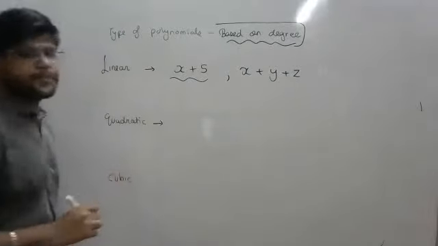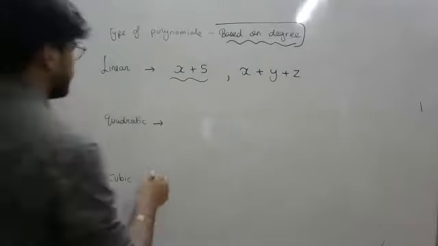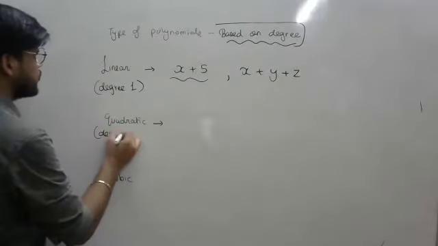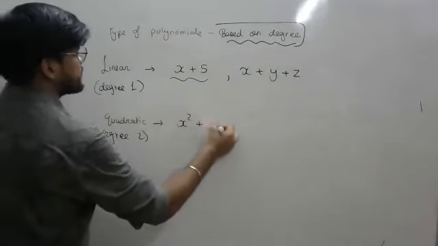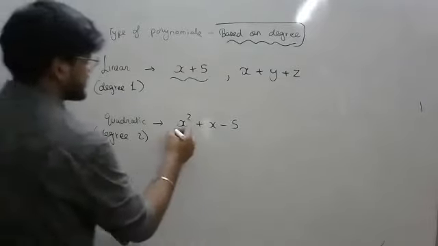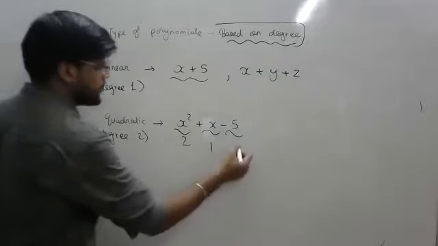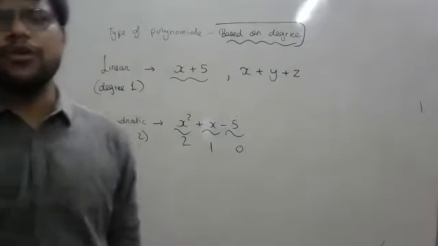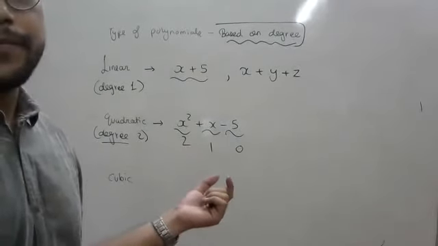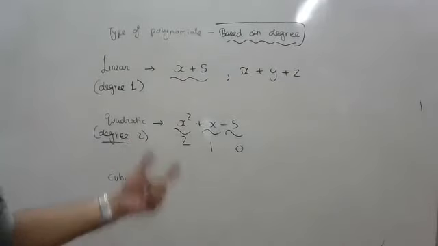What do you mean by quadratic? Quadratic polynomials are those polynomials where the degree is 2. Here degree is 1. In quadratic, degree will be 2. So x square plus x minus 5. Let's say I have this equation. In this particular equation, the power of x in the first term is 2, the power of x in the second term is 1, and the power of x in the third term is 0. But degree is the highest among them. What do you mean by degree? Highest power out of all the terms. So here the degree will be 2.